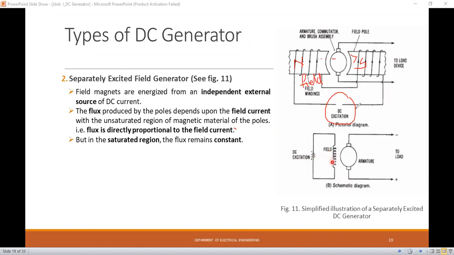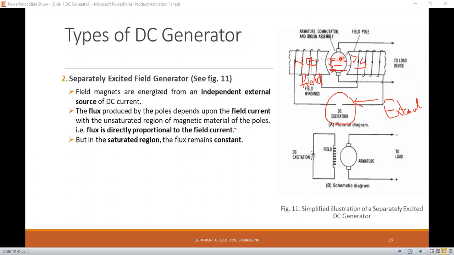So the DC excitation, or the DC voltage, can be provided by using an external DC source. By using an external DC source, this DC source will flow a current to the field winding, and due to the current in that field winding it will produce a flux. So this flux will always travel from N pole to S pole.